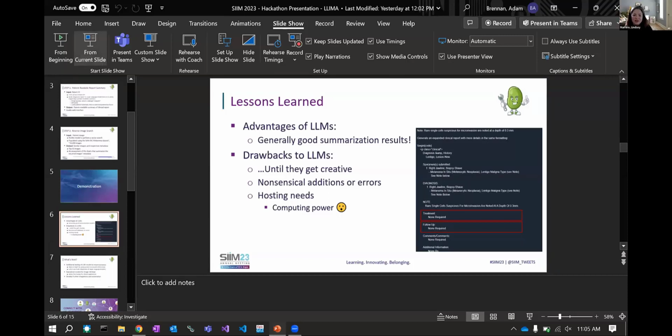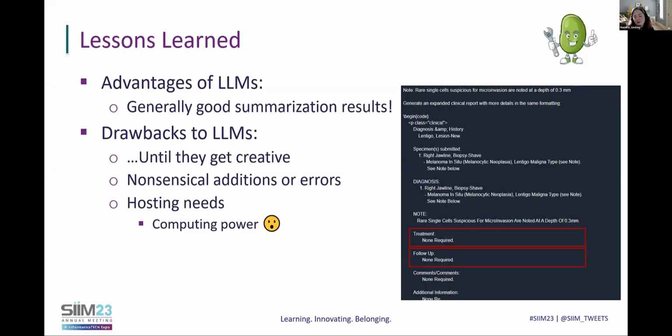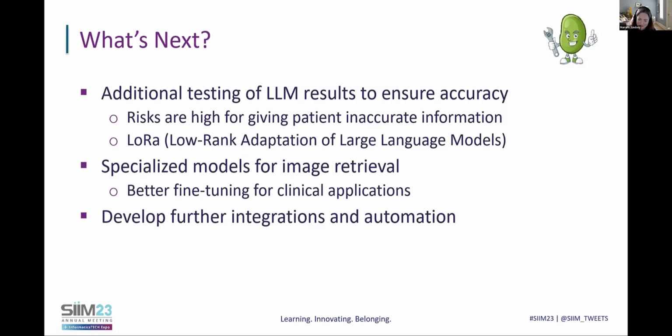Thanks, Adam. So, lessons learned. We had generally good summarization results using an LLM, but then they weren't so good. Like Adam said, they got a little creative. It added some nonsensical additions. I think it said recommend follow-up of CT of lungs and MRI of brain, which I don't know how accurate that is. Another drawback is the hosting needs. It does require a little bit of computing power, so that might be something to consider if you were to productionize it.